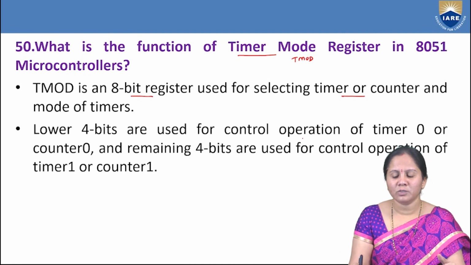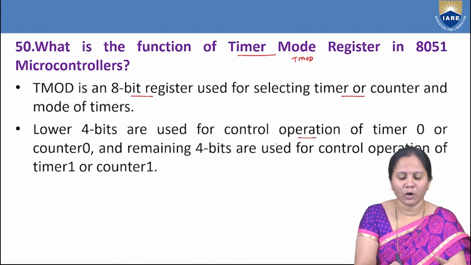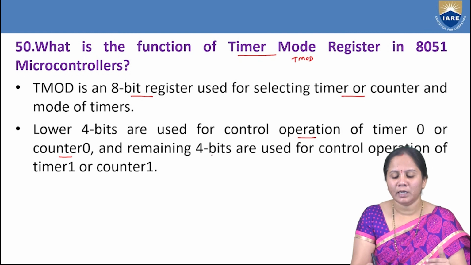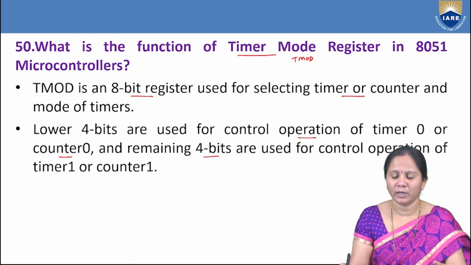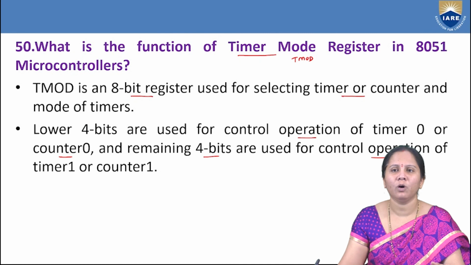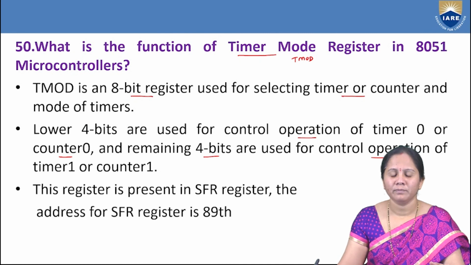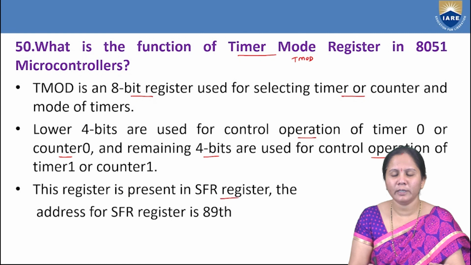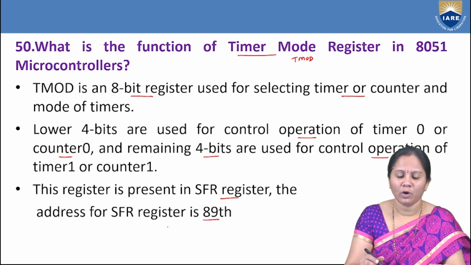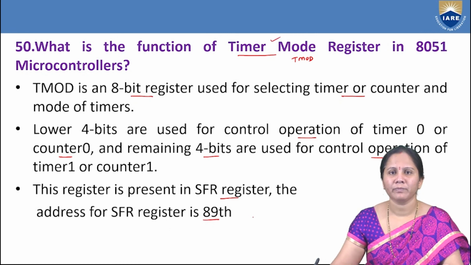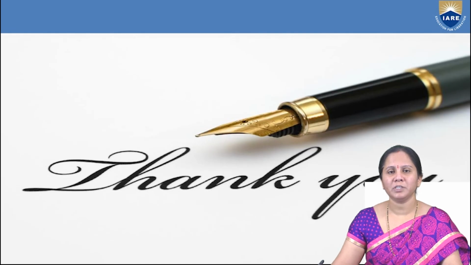The lower 4 bits of this TMOD register are used for control operation of timer 0 or counter 0, and the upper 4 bits are used for control operation of timer 1 or counter 1. This register is a special function register, and its address is 89H. So this is the definition and terminology related to module 5, that is 8051 architecture.